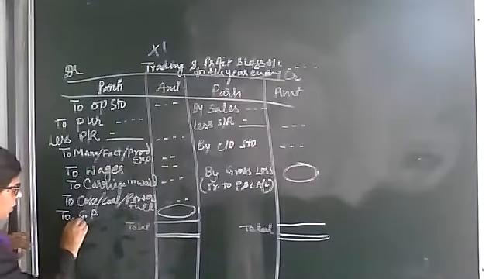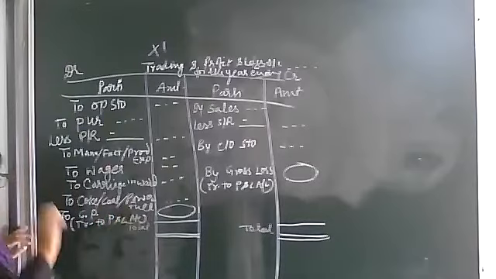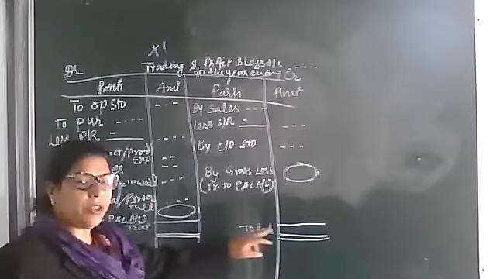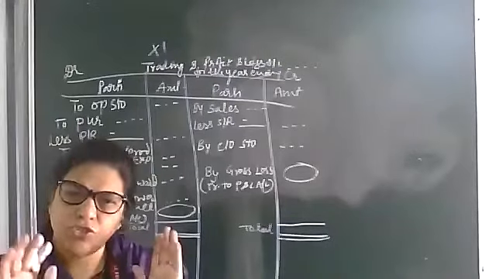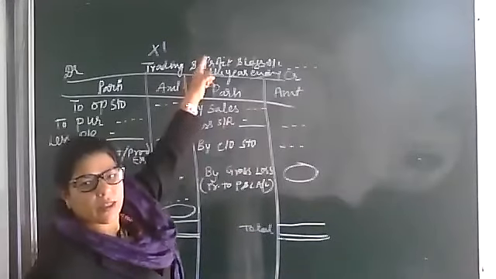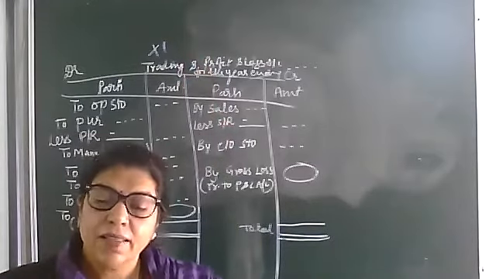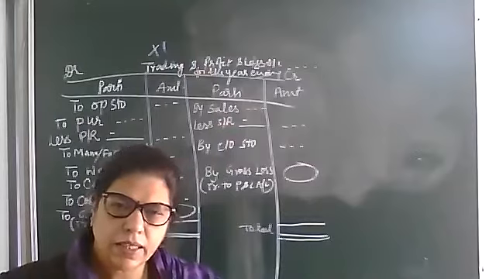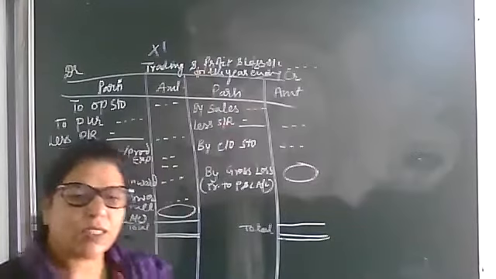That's why GP is also transferred to P&L account. Clear? Any doubt? See, when we do the total by double line, it means one account is over, that is trading account. Now we are going to start the second part of this final account, that is profit and loss account. Yes, the gross profit and gross loss, which is calculated with the help of trading account, is now transferred to profit and loss account. Very good.